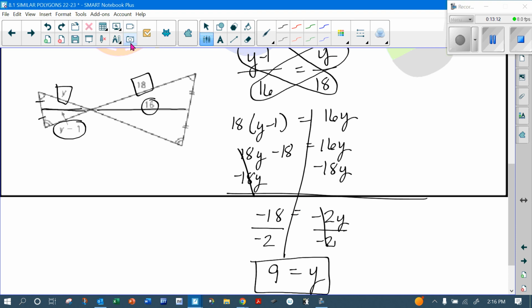So that would mean that this side was 9, and the inside piece would be 9 minus 1, so this piece would be 8. So if you notice, it's half. 9 is half of 18, 8 is half of 16. So their scale factor would be half.